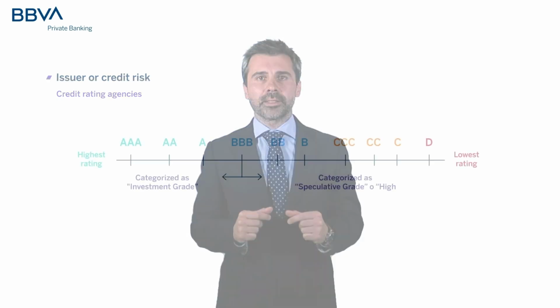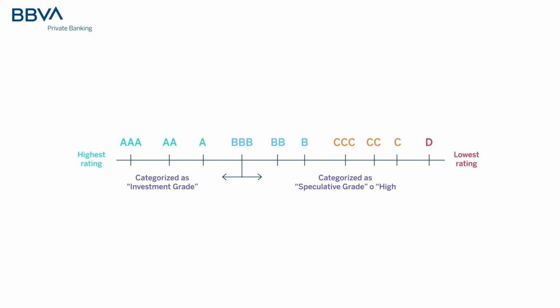Fixed income instruments with a rating ranging from AAA to BBB are categorized as investment grade and are characterized by a low credit risk, as the annual probability of default has been historically very close to 0.5. However, instruments with ratings from BBB to D are high-yield or speculative grade instruments and are characterized by higher credit risk in exchange for generally higher yields.